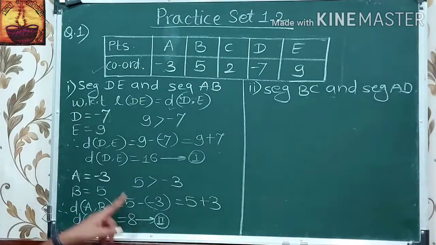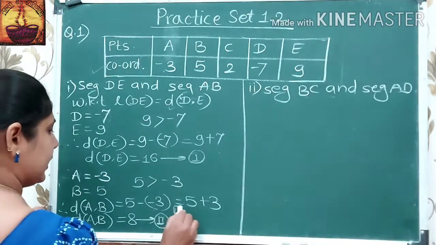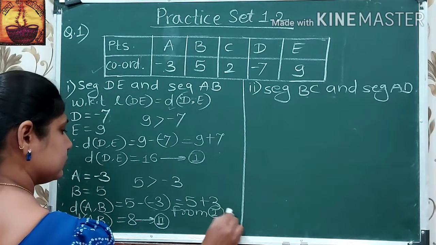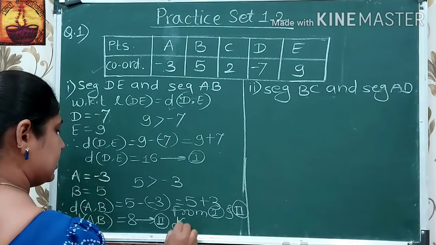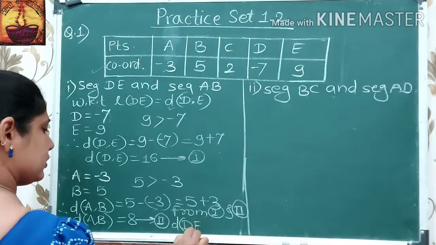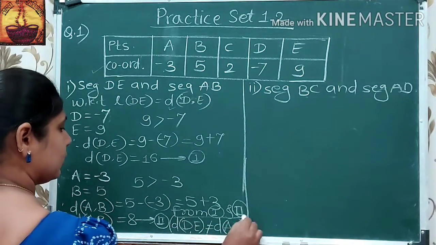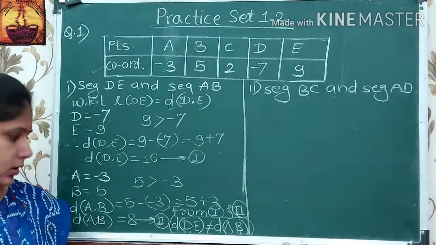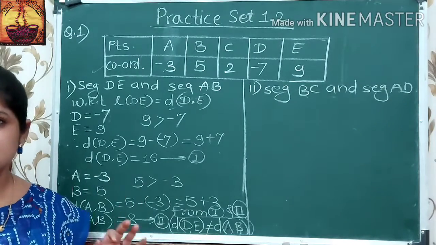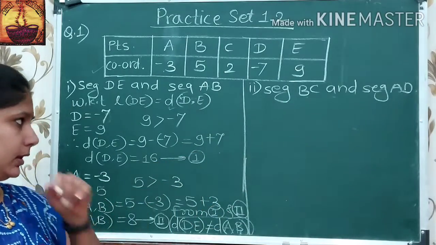From 1 and 2, here distance DE is 16 and distance AB is 8. Therefore, from 1 and 2, we say that distance DE is not equal to distance AB. Because both the lines are having different length, therefore distance DE is not equal to distance AB. Now second segment BC and segment AD.